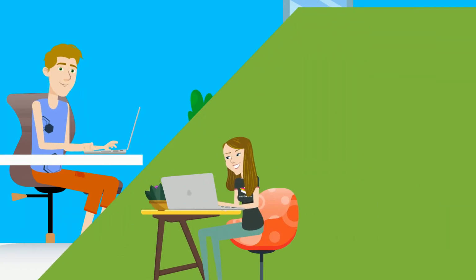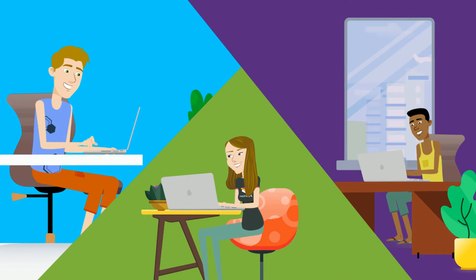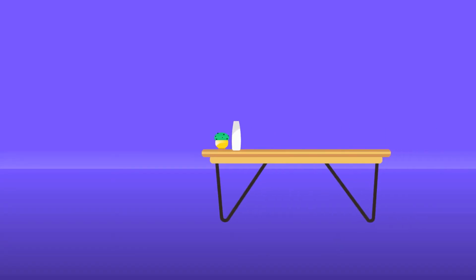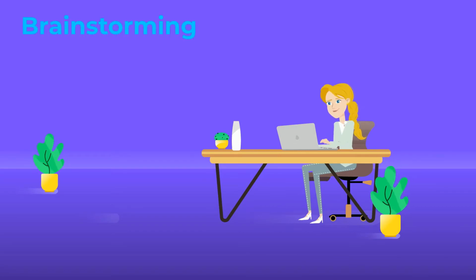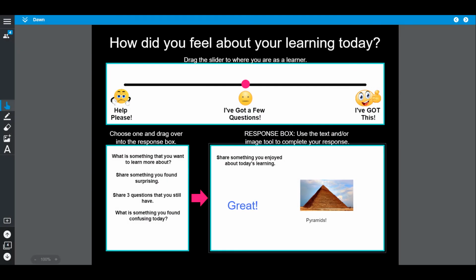Active learning allows students to connect learning through personalized exploration. Allowing students to have ownership of their learning can be a powerful experience. Individual handouts help support active learning through activities such as brainstorming, think, pair, share, minute papers, and much more. In this video, we will show you how to encourage active learning through an individual handout activity.